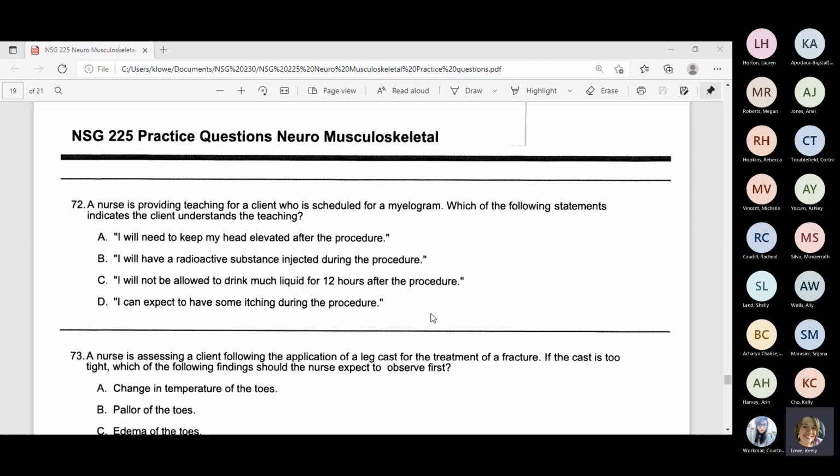It also says during a myelogram, the client receives contrast medium. Radioactive material may be used for a bone scan, but not for a myelogram. So they would not get radioactive substance. Following the myelogram, the client should increase their fluid intake. C is talking about limiting their fluid intake. We want them to get that contrast medium out so it doesn't cause problems for their kidneys. So keeping them hydrated. It also says expecting itching, and we don't want them to have itching. Itching would be an allergic reaction.